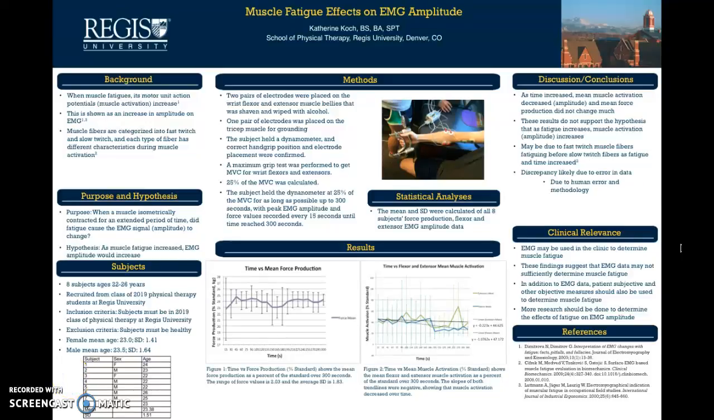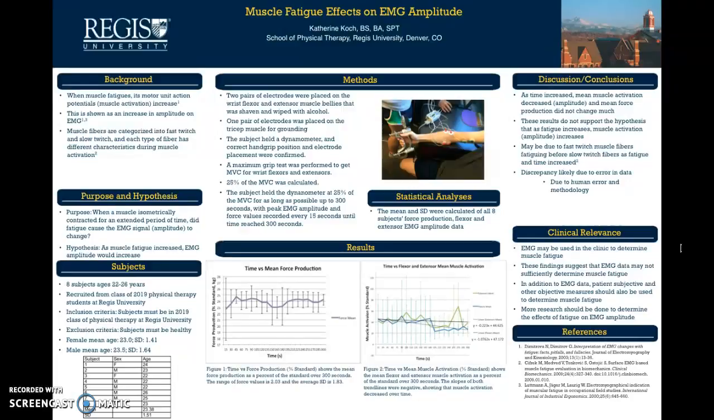Welcome to my poster on the effects of muscle fatigue on EMG amplitude. The purpose of this study was to find out if the amplitude of an EMG signal changes when a muscle fatigues during isometric contraction for an extended period of time. I hypothesized that as muscle fatigue increased, EMG amplitude would also increase.